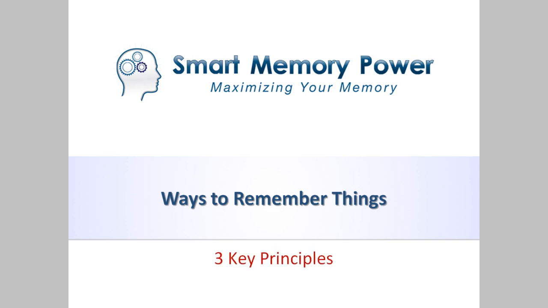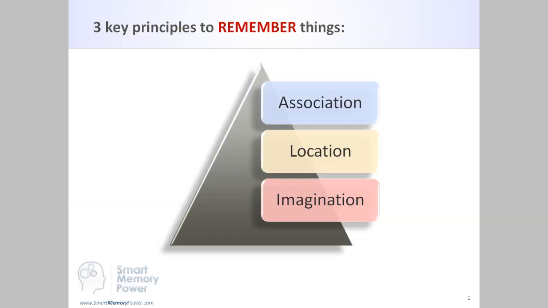Things. In particular, I want to focus on the three key principles that you need to know in order to remember things more effectively. So the first one is to look at the three principles in general. These principles are association, location, and imagination. Those are the three principles that we're going to use to remember things more effectively.